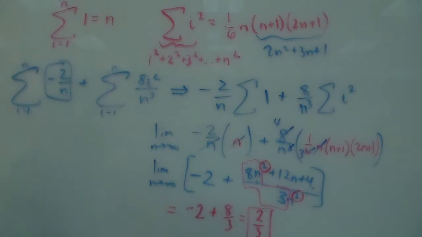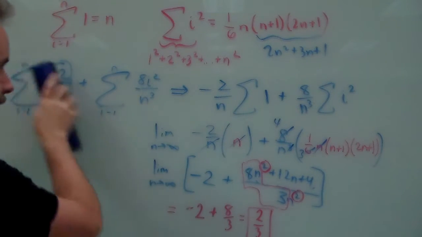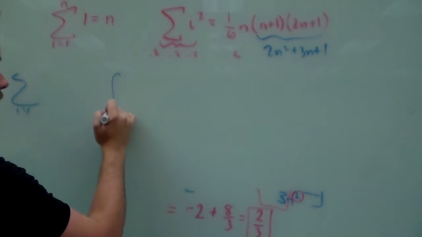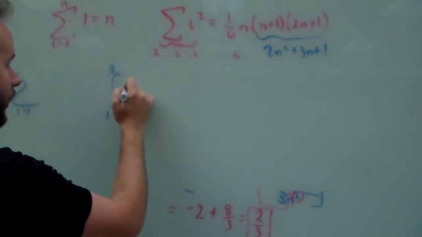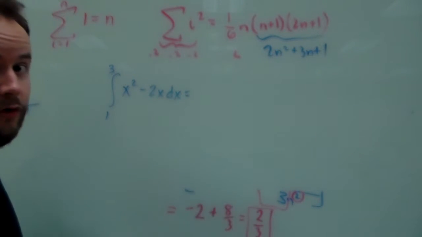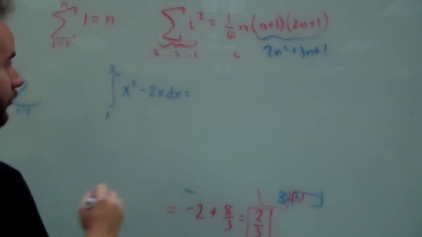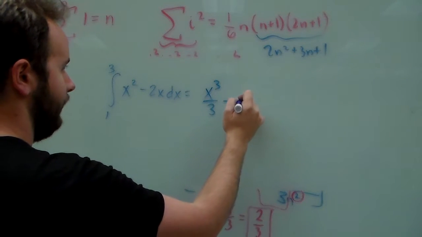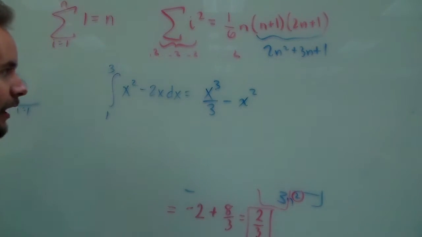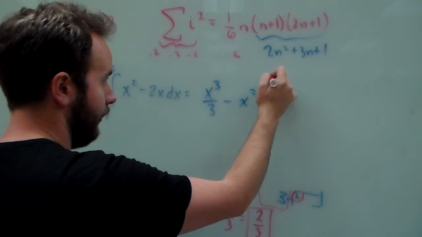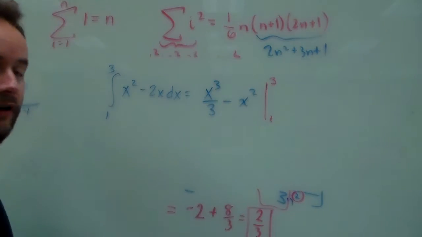Now, let me show you the quick and dirty way to do this. They want us to evaluate the integral from 1 to 3 of x squared minus 2x. Seems pretty straightforward to me. Can I integrate x squared minus 2x? Yes, I can. That would be x cubed over 3 minus x squared. And now that I've taken the antiderivative, I'm going to plug in my upper bound, plug in my lower bound, and find the difference.